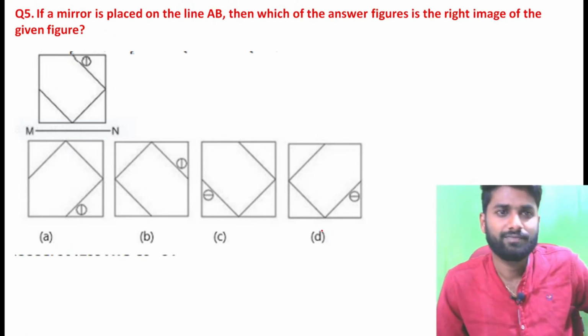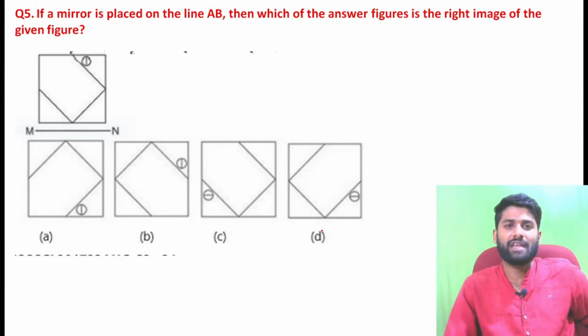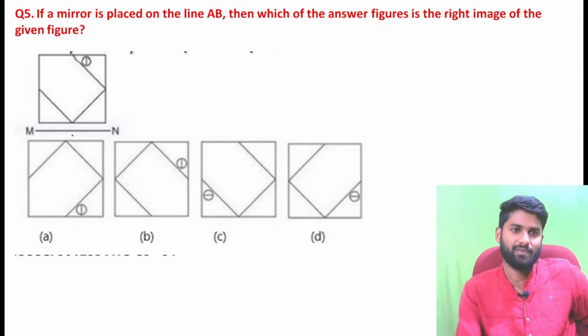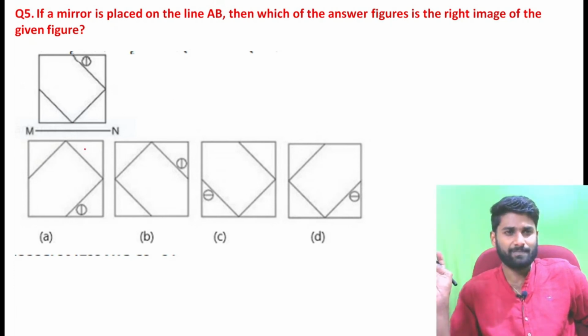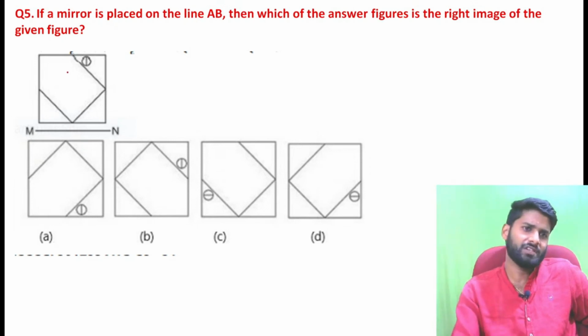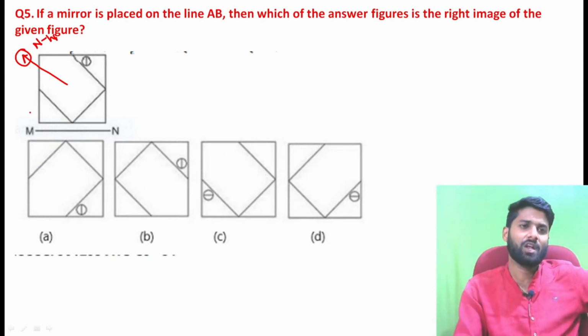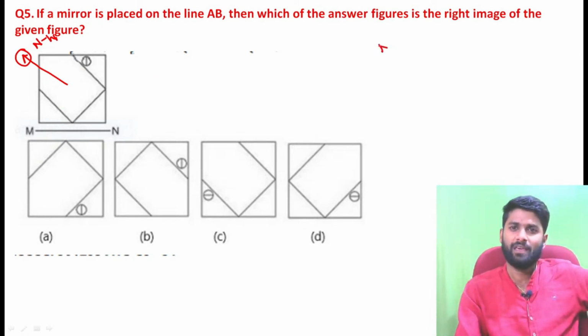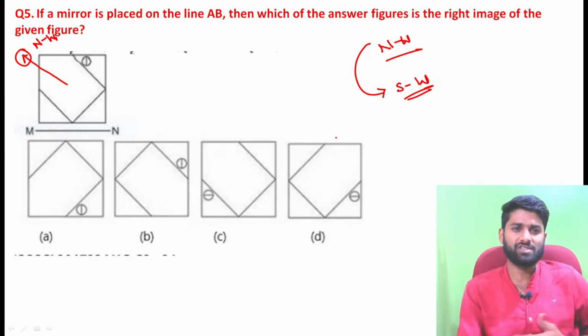Next, mirror. Now if a mirror is placed on the line AB, then which of the answer figures is the right image of the given figure? See, so these points we can exactly indicate on these lines, guys. Just concentrate on that line, given answer. Now see, concentrate on the space, guys. This space indicates northwest. If the same thing is projected downwards, it becomes southwest, guys. If any northwest is projected towards downwards, definitely it becomes southwest. Now we want the space towards the southwest, guys.